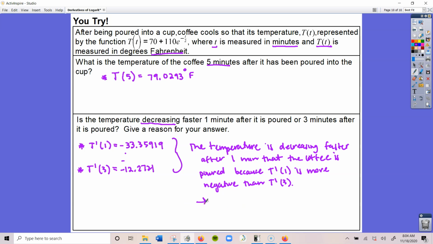You could also write, in addition, that the absolute value of T prime of 1 is greater than the absolute value of T prime of 3. This just means that this value is greater than this value when you take away the negatives, so it's greater than T prime of 3. And that's derivatives of exponential and log functions, as well as how to use the calculator for FRQs.